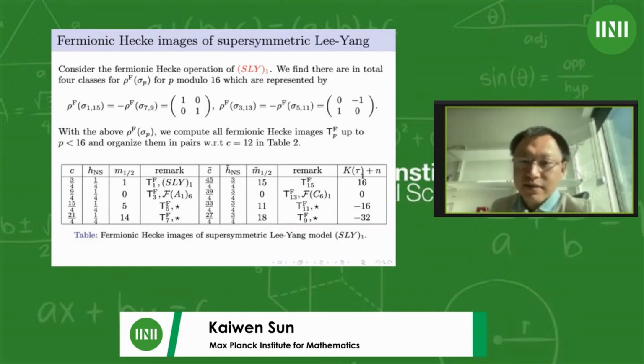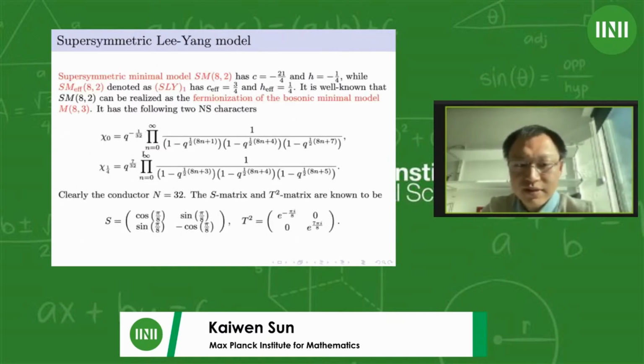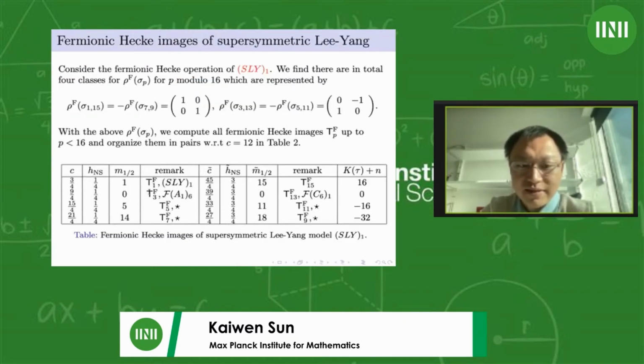So if we apply our fermionic Hecke operator on this supersymmetric minimal model, just by our definition, we will have some very interesting fermionic Hecke images. For example, in this case the conductor can be seen here is 32. If we apply the T3 fermionic Hecke operator here, we found that this exactly gives the fermionic characters of A1 level 6, which I just showed you is actually a supersymmetric rational CFT.